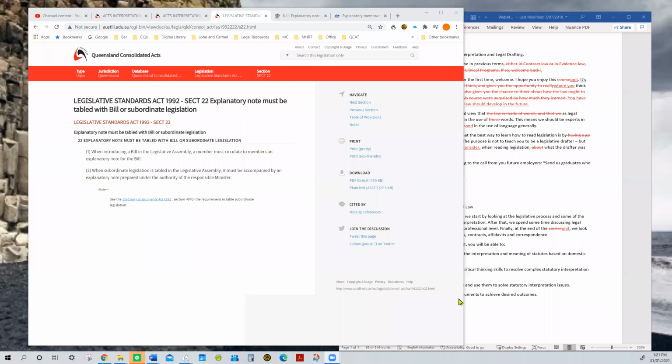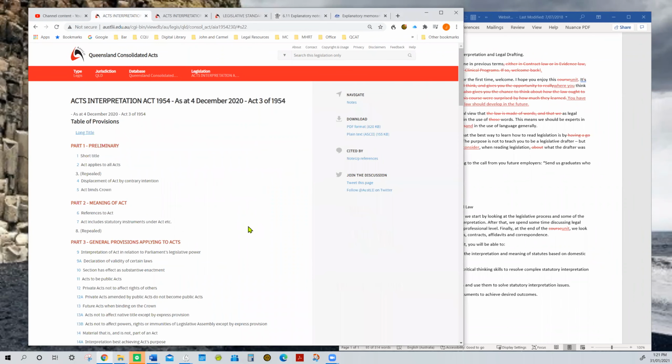Now, last week, we finished off with a discussion generally about the Acts Interpretation Act of Queensland. Let's look at that in more detail now. And as I speak, I'll be sharing the screen. Hopefully now you see the Acts Interpretation Act as at 4 December 2020. If not, please draw from your sources to have that Act up on your screen.